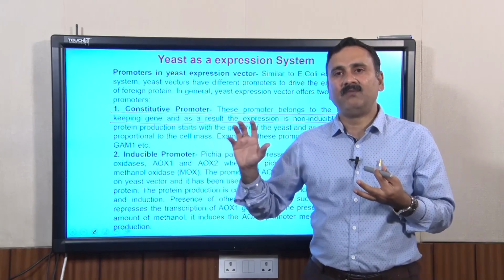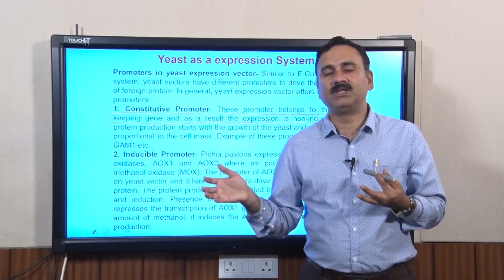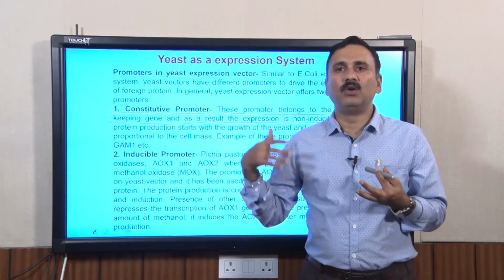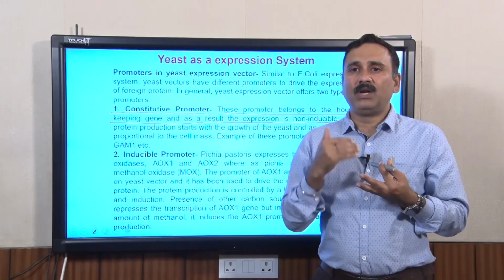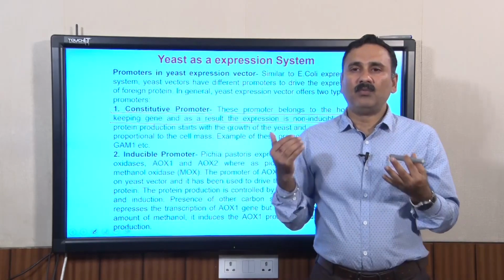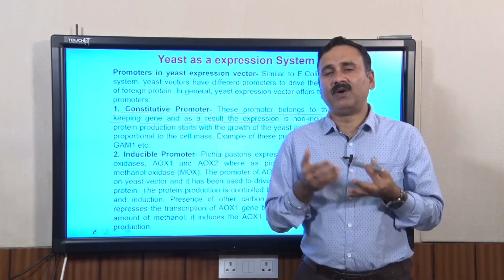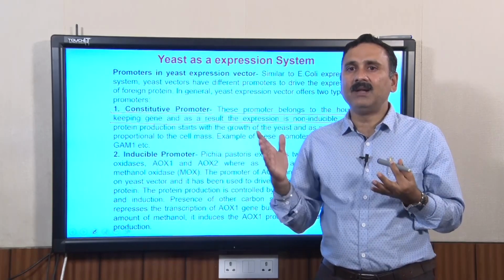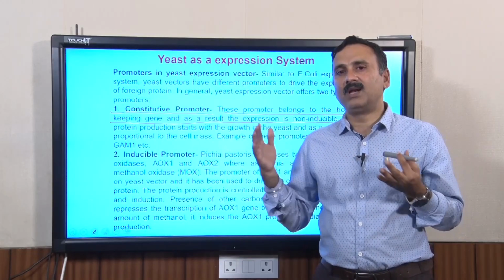For example, when we were using the CI3 promoters, we were changing the temperature, and as a result of changing the temperature, it is actually also driving the protein production. But in these cases you cannot do that, because most of the constitutive promoters belong to the housekeeping genes, and you know the purpose of a housekeeping gene is to produce the protein at a consistent rate throughout the life of the particular organism.